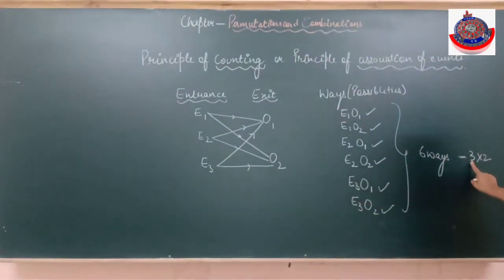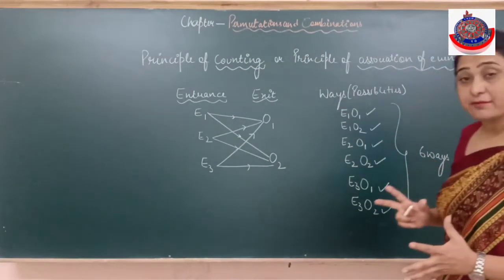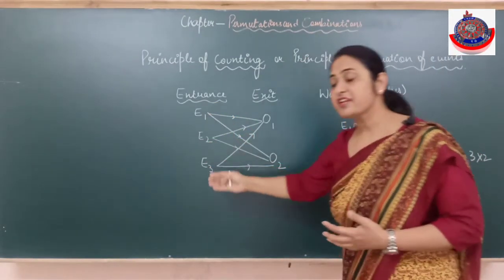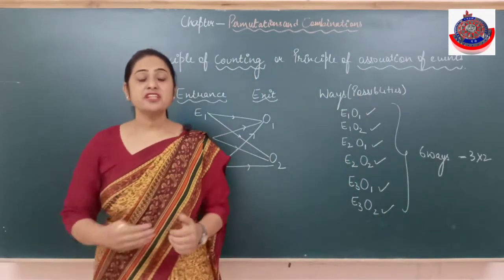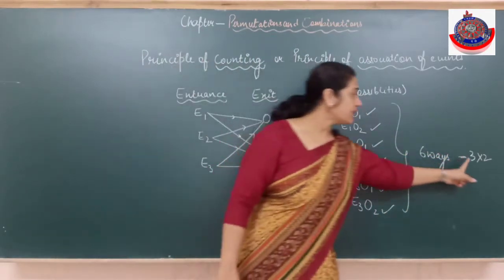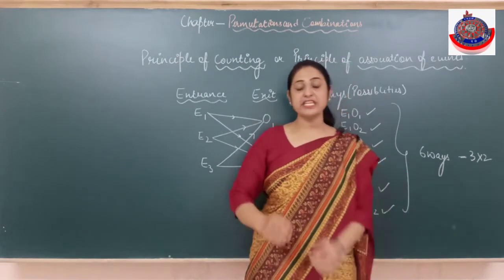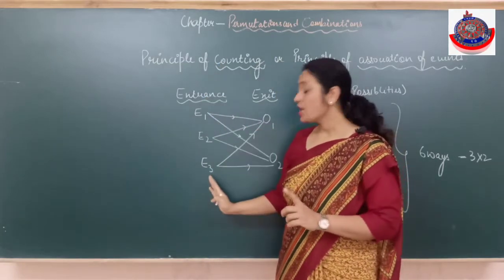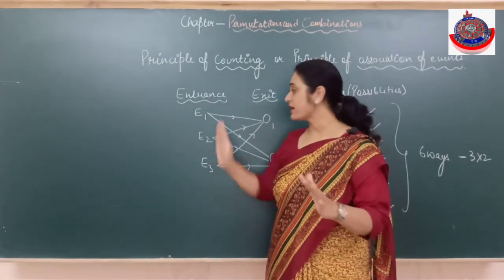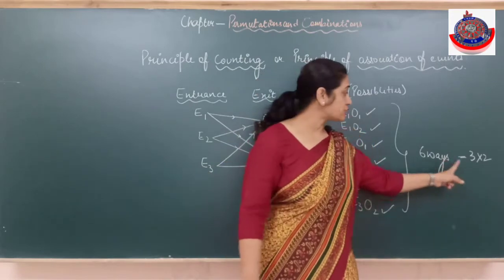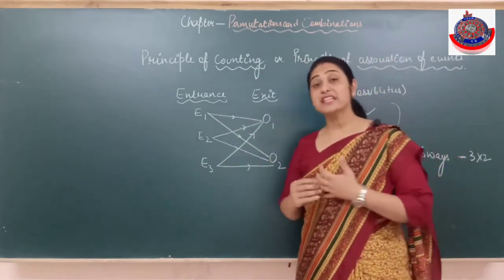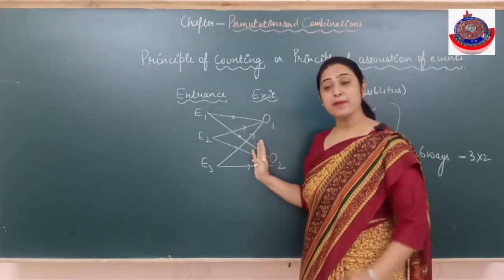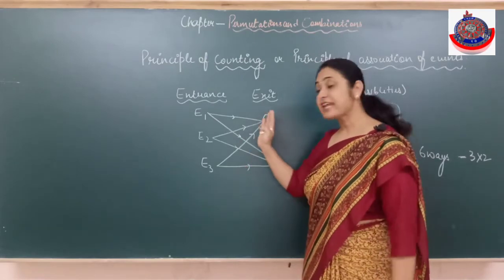That means, you remember we have already done probability in class 10. Event means happening of something. My first event is to enter the park. So that thing I can do in 3 ways. Either I can go by gate 1, gate 2, gate 3. So my first task of entering the park is done in 3 ways. Followed by, I have to exit the park. I have to move out of the park. That means my next task is to come out of the park. That can be done in 2 ways.